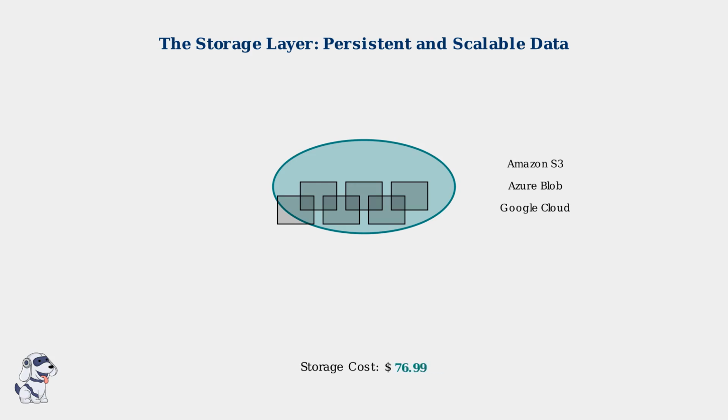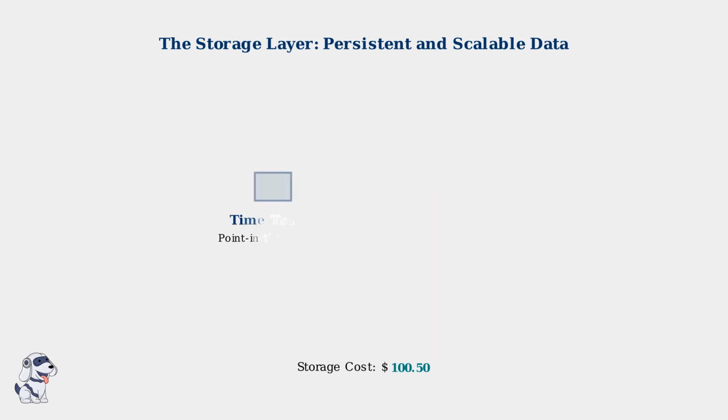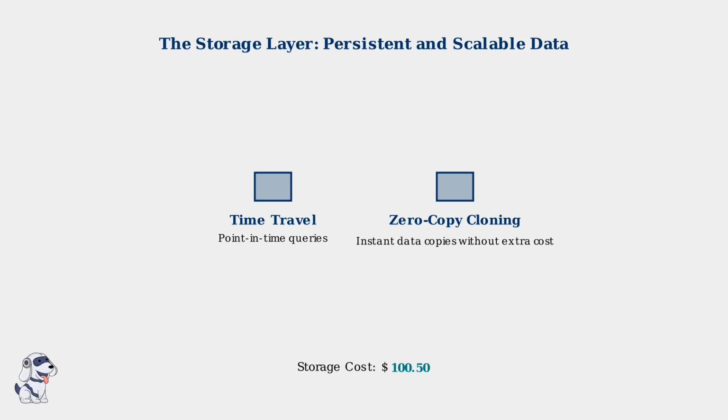Data persistence means it's always available and replicated across multiple locations for durability. Key features include time travel for point-in-time queries, allowing you to query historical data states. Zero-copy cloning creates instant data copies for testing or development without duplicating storage costs. Robust security features include end-to-end encryption, ensuring data protection and regulatory compliance.